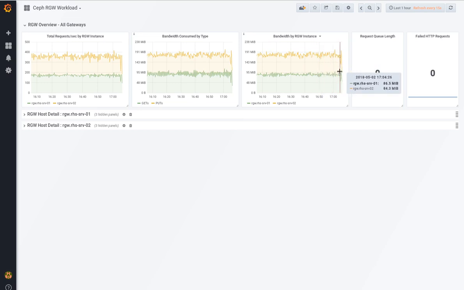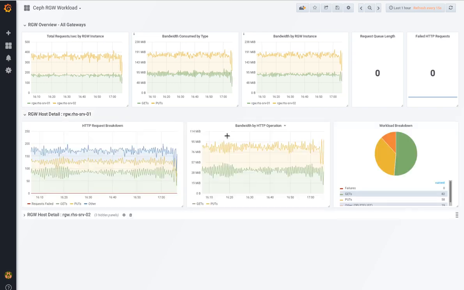In this environment, we're seeing pretty much the same even distribution, which is basically the workload generator doing it that way. And then we get a breakdown by every RGW host. This is kind of useful if you've got lots of RGWs and a load balancer, and maybe your load balancer isn't distributing as well as it should. You can see that kind of thing happening in these charts and rectify it with a call to your friendly network specialist.